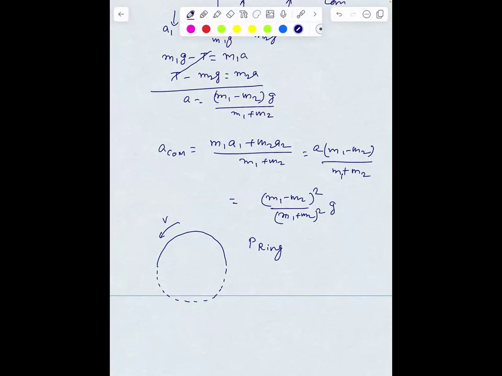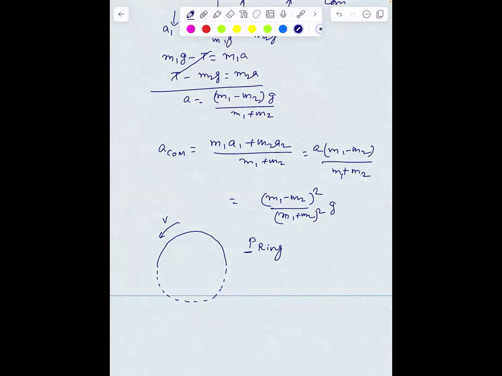Sir, yes, my network was disrupted. Can you repeat the question? The ring is actually moving with velocity v. So we have to calculate momentum of this ring.